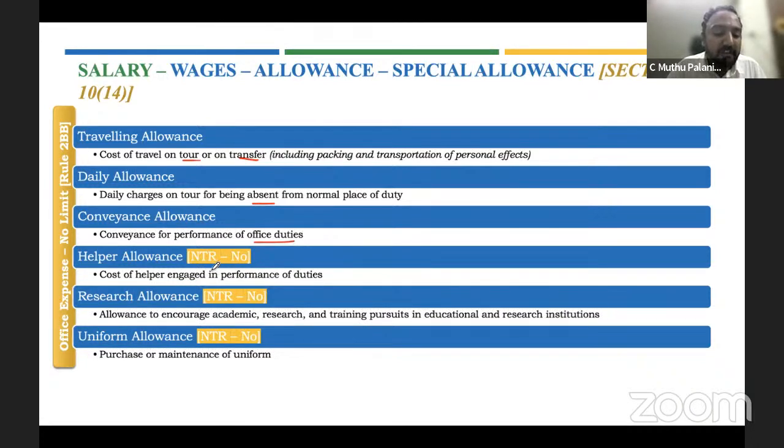This is not available for the new tax regime. It is only available for the old tax regime. So under 115BAC, you cannot choose this. What can you not choose? You cannot choose helper, research, and uniform.